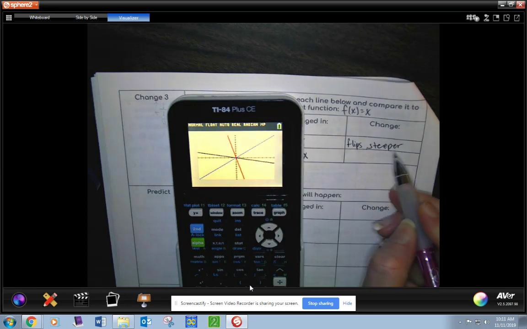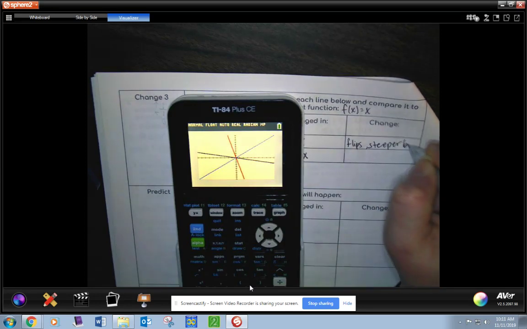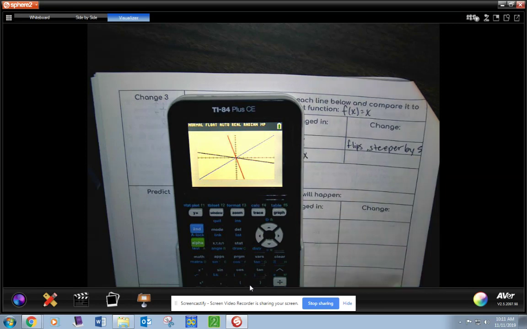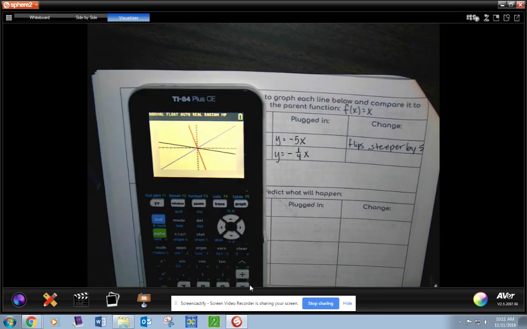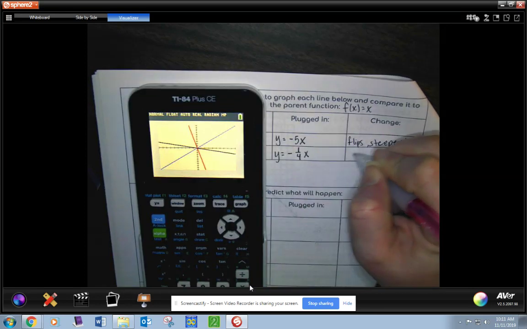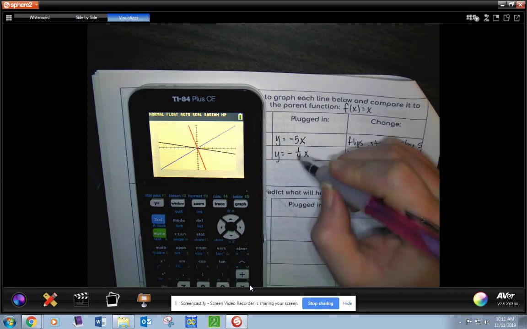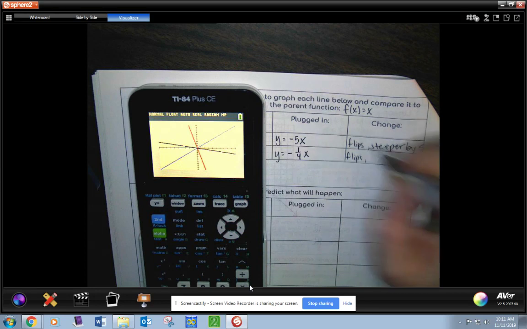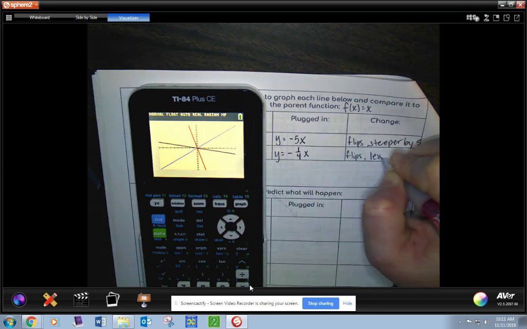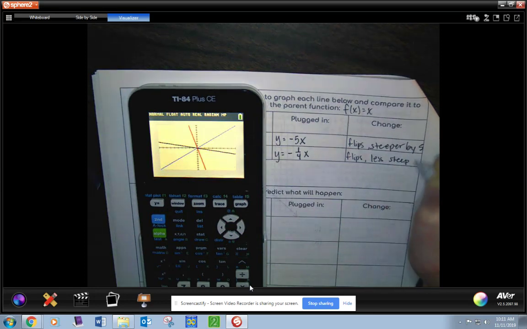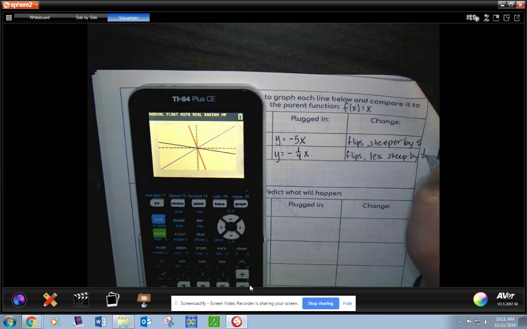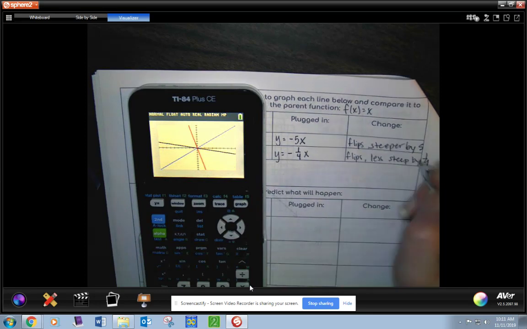Okay, so this became steeper, and it became steeper by a factor of 5. For the other one, I have a negative, and the negative flips it. But the 1/4, this became a shallow line. It's easier to walk, so this is less steep, and it's by a factor of 1/4.